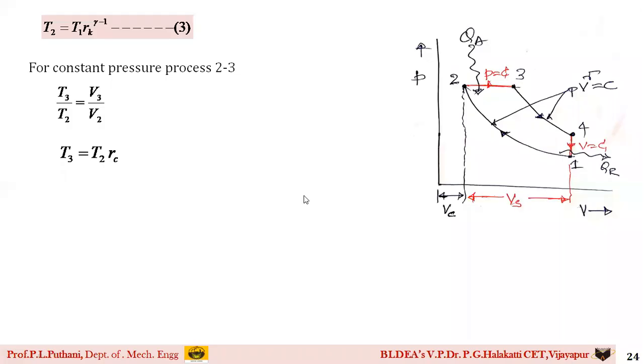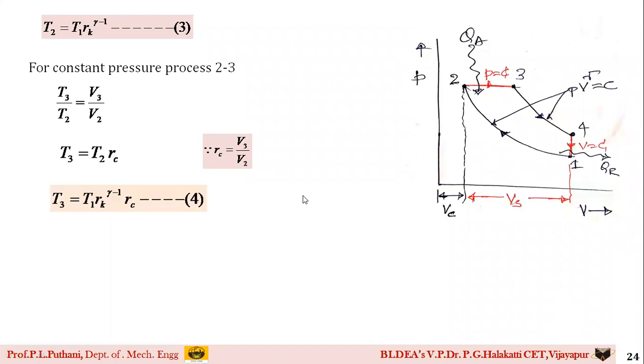So I can replace the value of T3 in terms of T1 itself. That is T3 is equal to T1 RK raised to gamma minus 1 into RC. So I have got T2 in terms of T1, T3 in terms of T1. Now which is left? Only T4 is left. For that, I'll consider the process 3 to 4, students. So it is an isentropic process.